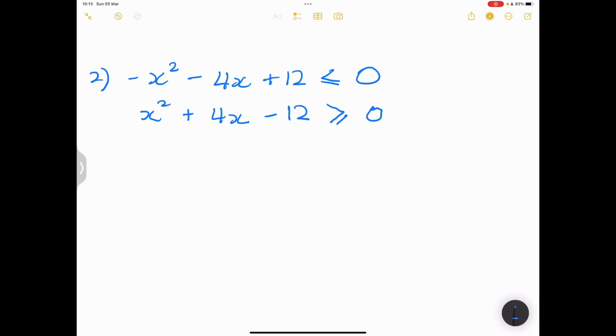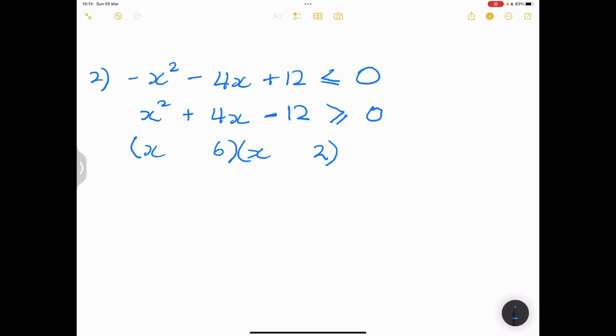Now let's find again our critical values. We're going to factorize, right? Factors of 12, such that when I subtract them, they give me 4. In this case, that would be 6 and 2, isn't it? So that will be x and x. That would be 6 and 2.